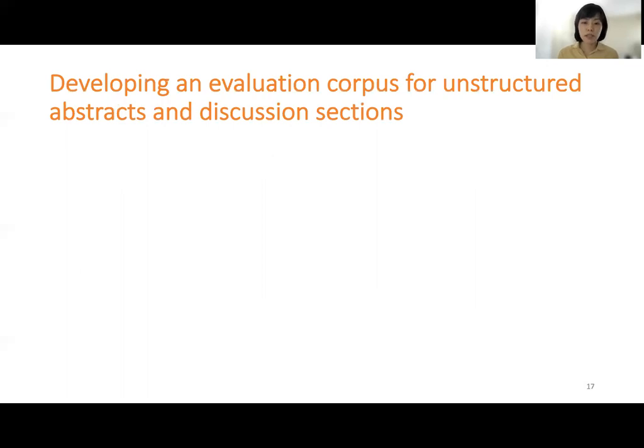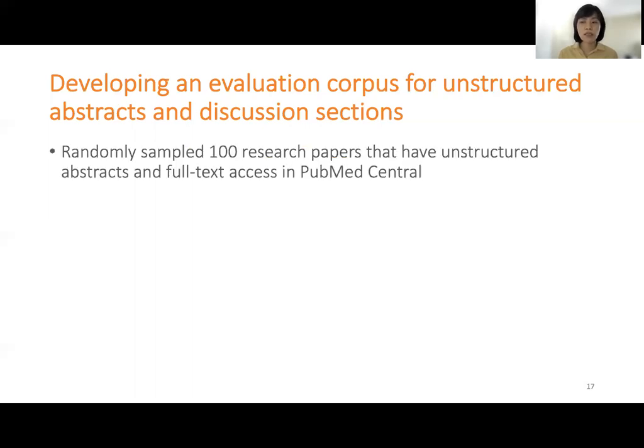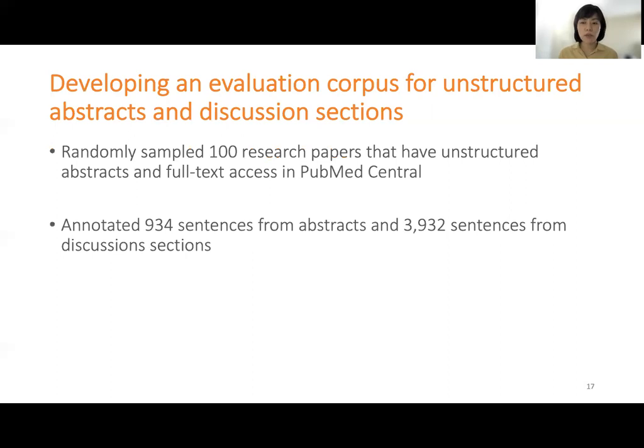Now that we have a successful model that is able to detect health advice in structured abstracts, we would like to see how it works on unstructured abstracts and discussion sections in full text content. We randomly sampled 100 papers that have unstructured abstracts and full text access in PubMed Central. We manually annotated each sentence by its advice type.